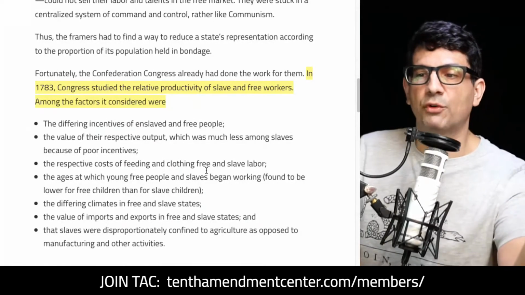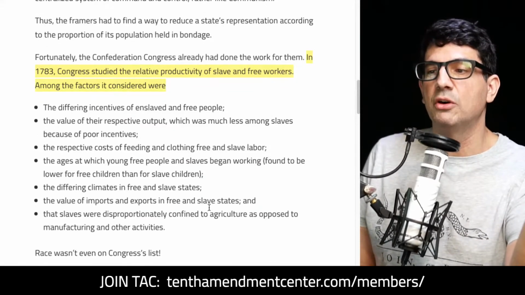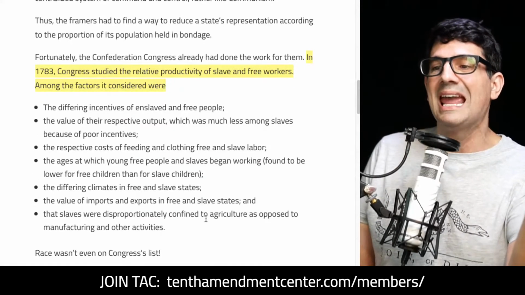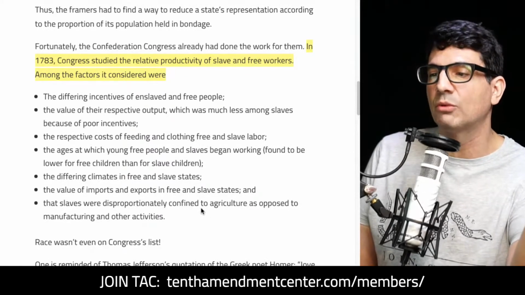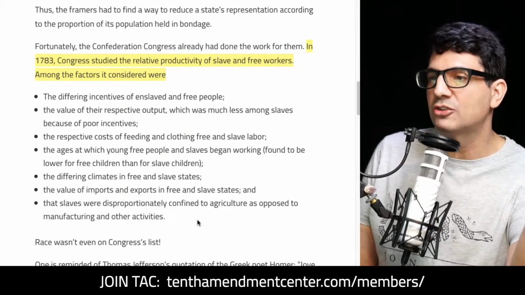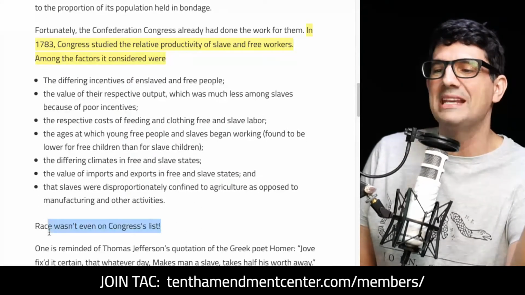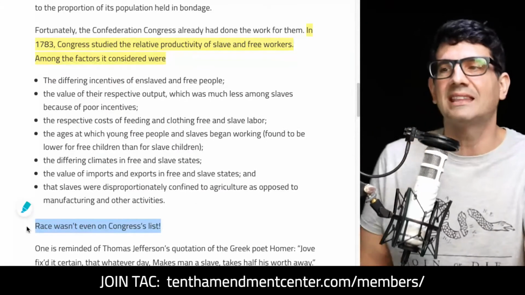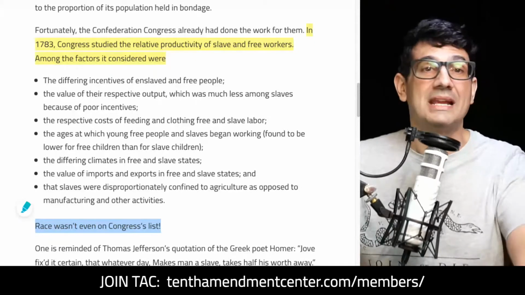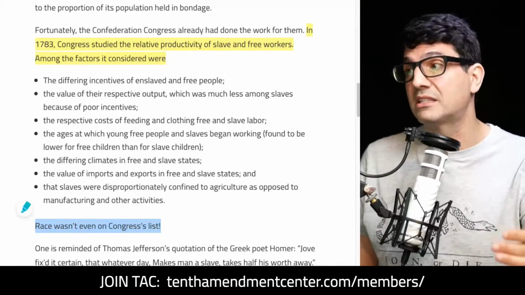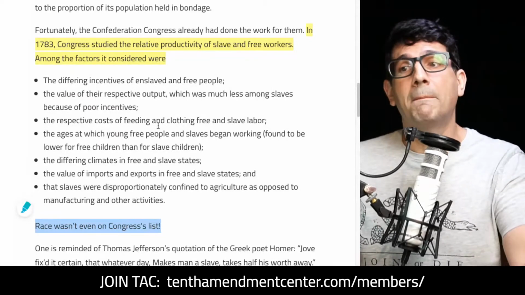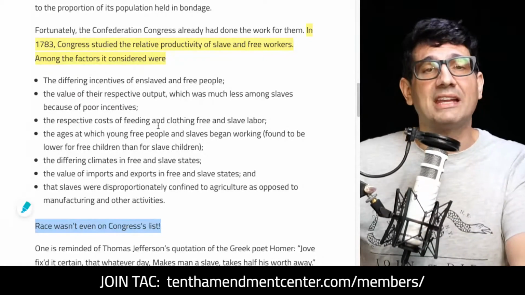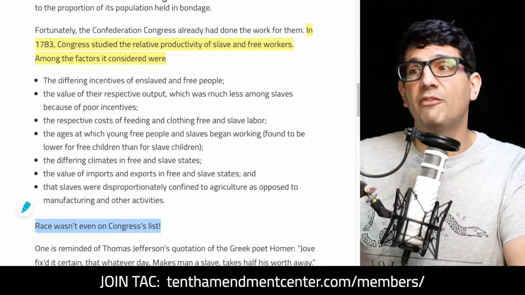They talked about the differing climates in free and slave states, the value of imports and exports in those states, and that slaves were disproportionately confined to agriculture as opposed to manufacturing and other activities. And he points out that race was never even on the list that they studied in 1783. I have not read those documents specifically, and that's something that I will do when I do some follow-ups on this.